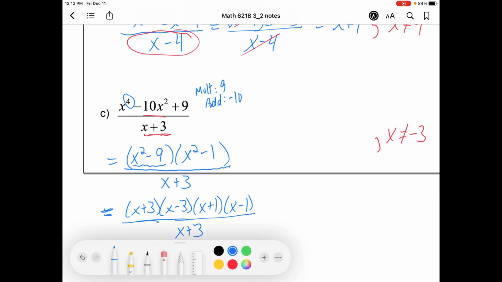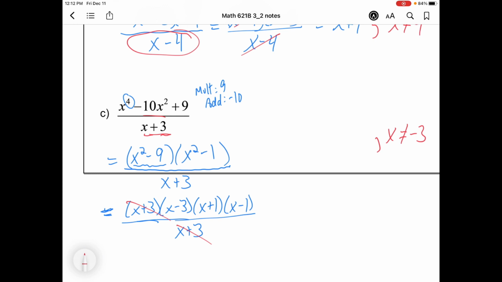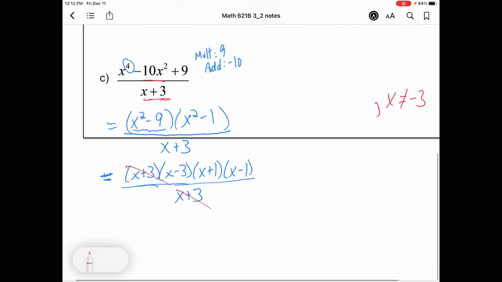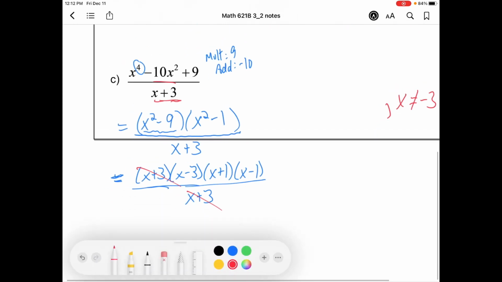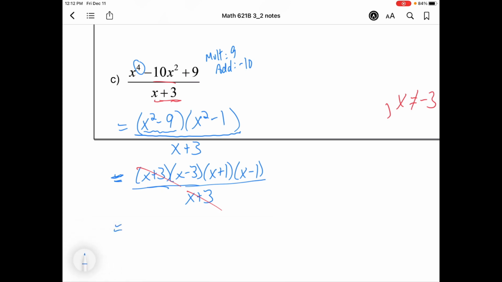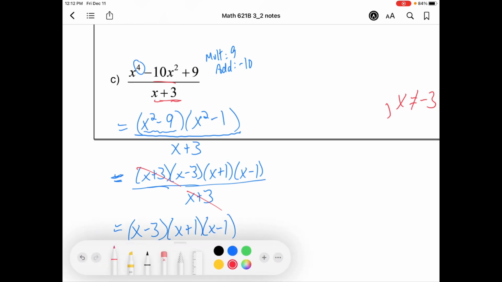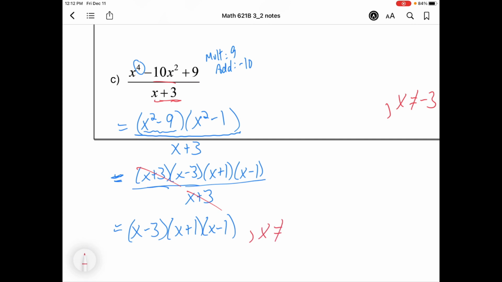Now that we've got it all factored out, now I can finally divide these out. And this whole thing turns into x minus 3 by x plus 1 by x minus 1, as long as x is not equal to negative 3. At this point, you might be saying, should I multiply those out? I wouldn't. Factored form is typically easier to work with.